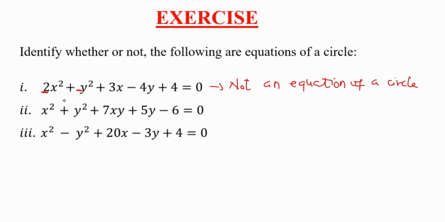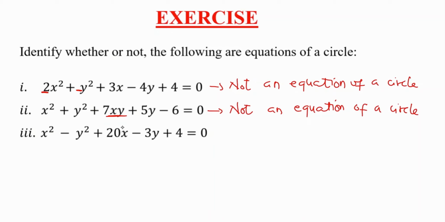Now the second one, x squared plus y squared plus 7xy plus 5y minus 6 is equal to 0. When you look at this, it is a second degree equation, all right? They all have the same coefficient of 1, but there is a term in xy. But the property said that there is no term in xy. So because of this, it is not an equation of a circle.